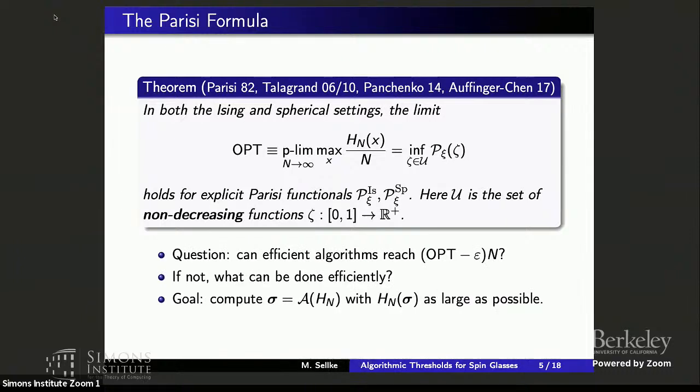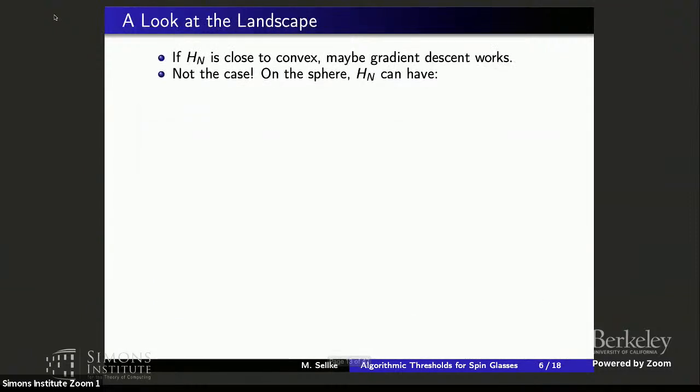So the main question I'm going to try to address today is, what can we do with efficient algorithms? Can we come up with efficient algorithms to reach this optimal value? And if not, what kind of value can we reach efficiently? Does this problem make sense? Great. Probably many of us have heard a couple talks about this type of thing before.